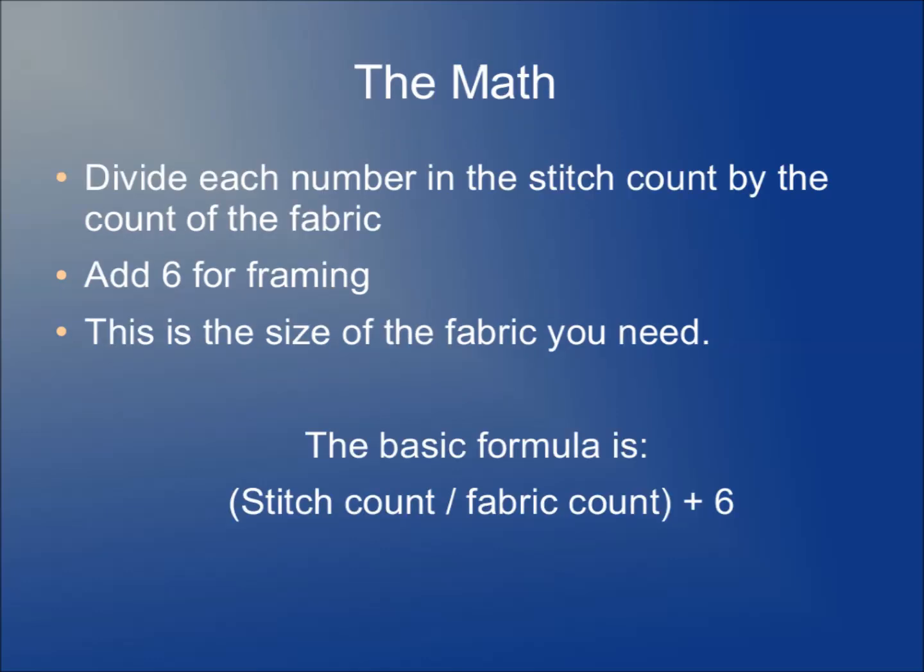So here's how to do the math. You take each number in your stitch count and you divide it by the count of the fabric. And then you add 6 to each of those numbers. So you take the length of the design and you divide by the count in your fabric and you add 6. And then you take the stitch count of the width of your design and you divide it by the count of your fabric and you add 6. And those two numbers together is the size of the fabric that you need. So the basic formula is stitch count divided by fabric count plus 6 for each side of your design.